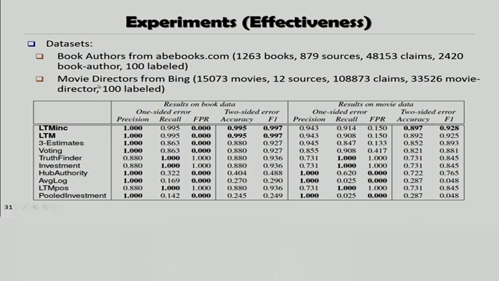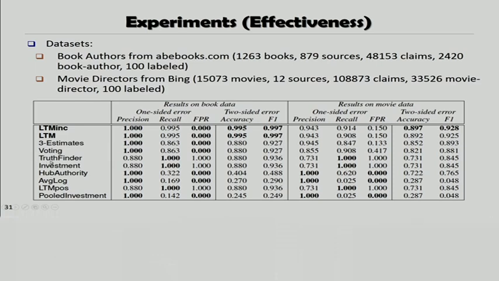Okay. But he got another dataset because he did a summer internship at Google. At Microsoft Research, they really have Bing data. The Bing data is much bigger, as you can see. He got 15,000 movies from 12 sources, like Netflix, like IMDb, all of these things. And they have 100,000 claims, that many movie directors, and also used 100 labeled data. Okay.